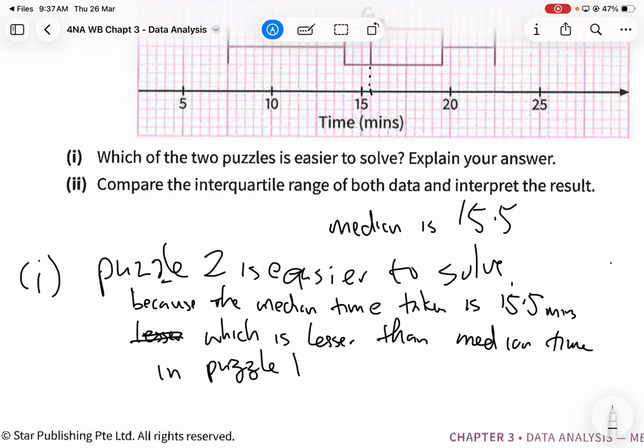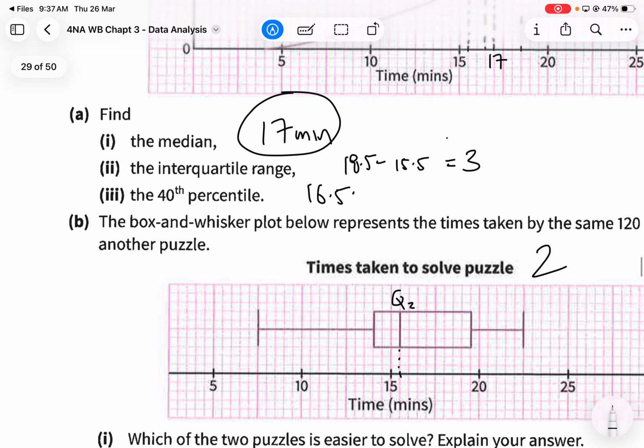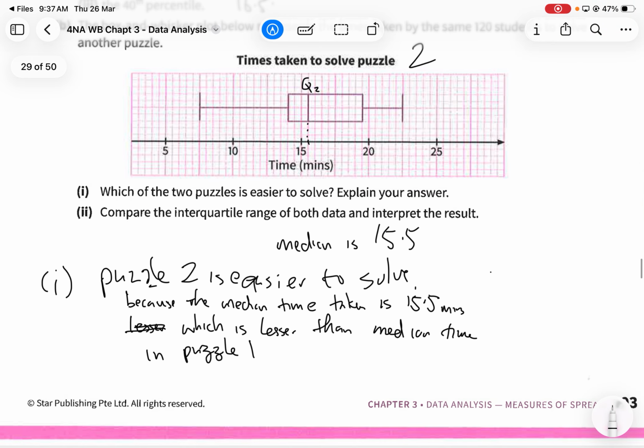If you just say it is easier, then you never explain. Or you just say it is faster, then still may not be on point. The examiner may still not give you mark. But once you put in this number, 15.5, and in part 1 we already know the median of the first one is 17, compare 17 and 15.5. 15.5 is faster. So puzzle 2 is easier. So you explain your full picture already like that.